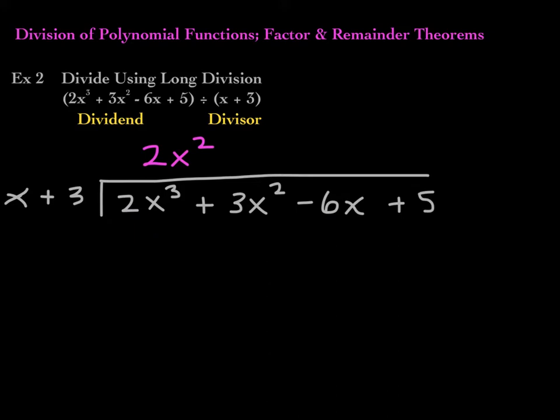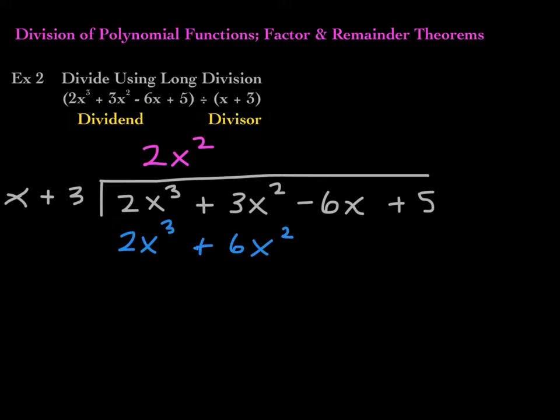The next step in the process is to take each of these terms in your divisor and multiply each one of them by 2x squared. And we're going to write the result, the product, down here. So x times 2x squared and 3 times 2x squared, and write the product here. Let's do that now. x times 2x squared is 2x cubed. And 3 times 2x squared is 6x squared.